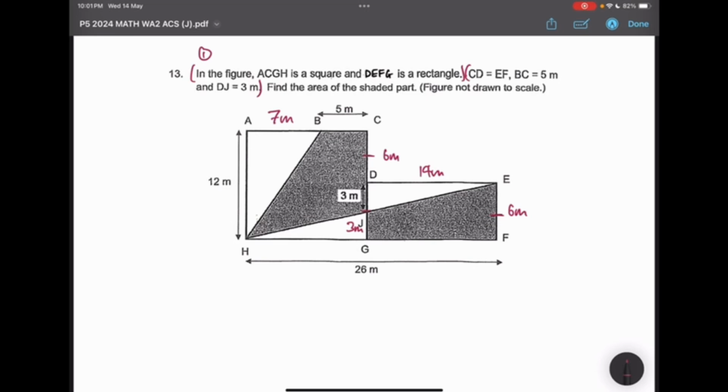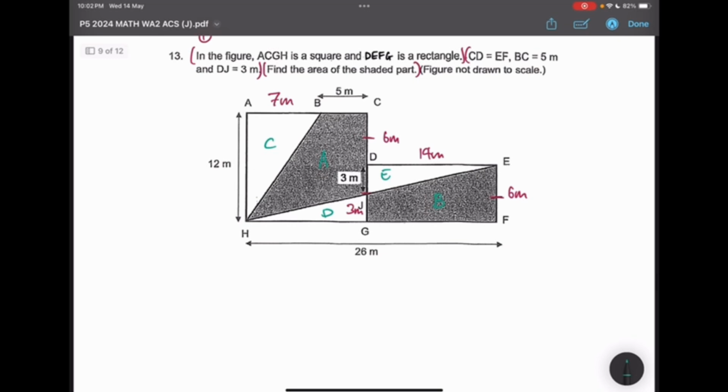The next thing I want to do is, of course, to read the last sentence, which is to find the area of the shaded part. Now, I'm going to split this figure into two shapes, the square and then the rectangle. I'm going to call this shaded area over here A and this one over here B. And I'm going to name the unshaded areas C, D, and E respectively.